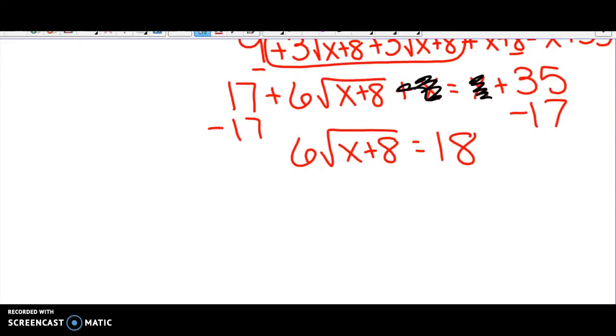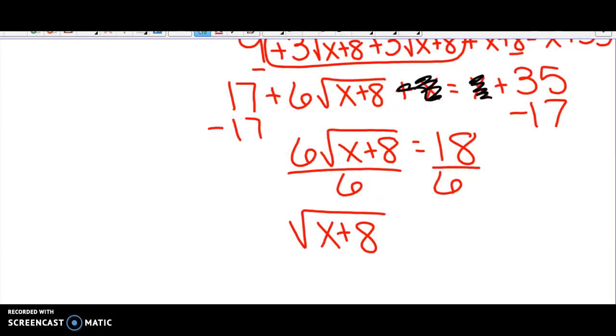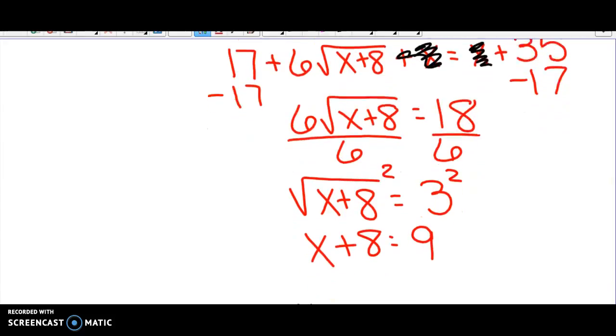All right, so now you can square both sides, but I'm going to divide both sides by 6 just to get that big number out of there. So I've got the square root of x plus 8 is equal to 3. So now you square both sides again, but this is so much easier. Why do I keep putting a 3 there? Because it's fun. All right, so x plus 8 is equal to 9. All right, so now it's looking like x is going to be equal to 1.